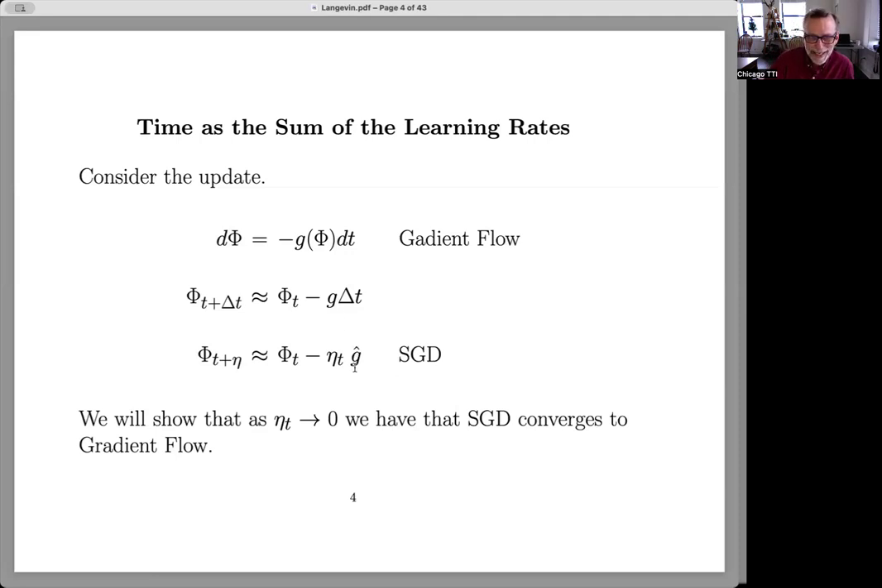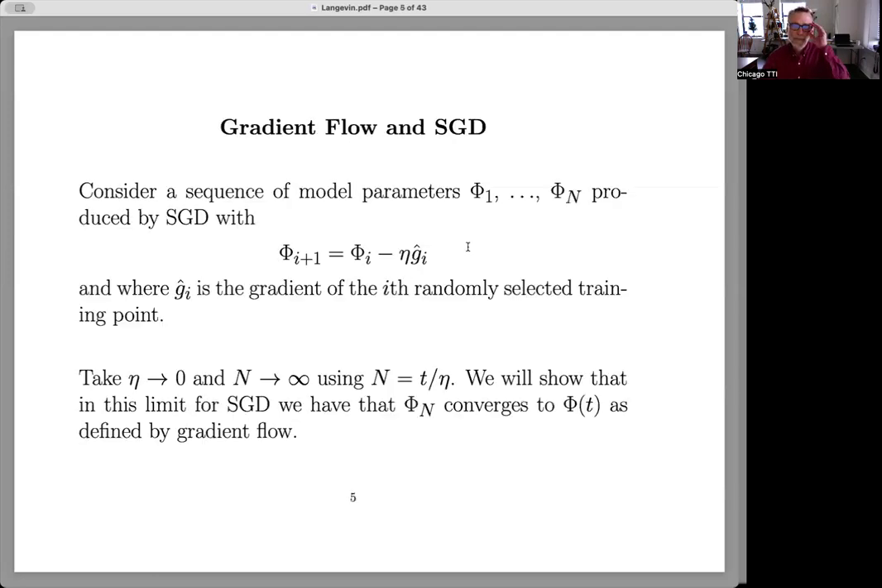So G hat is just something whose expectation is G. So we've got two issues in showing that as eta t goes to 0, SGD converges to gradient flow. So I'm just going to give a little proof of that.